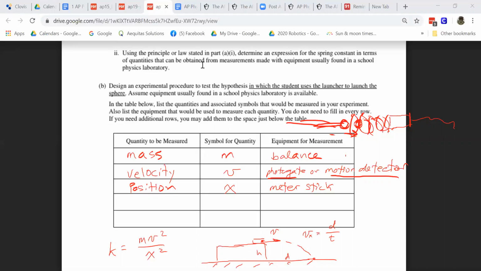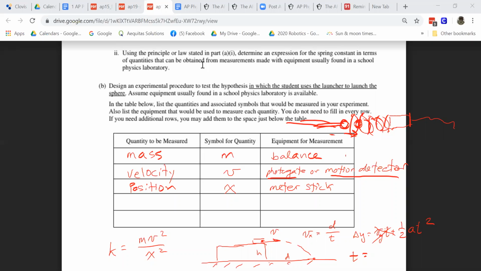But how are you going to measure time? Well, I suppose you could measure time with a stopwatch or whatever. But what I would do is measure the height, because we know that delta y equals v naught y t plus 1/2 a t squared. Now, the initial velocity in the y direction is 0. So I can solve for time.